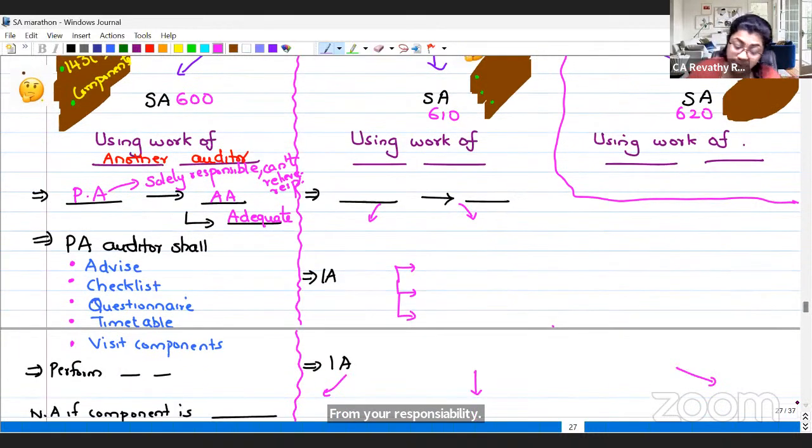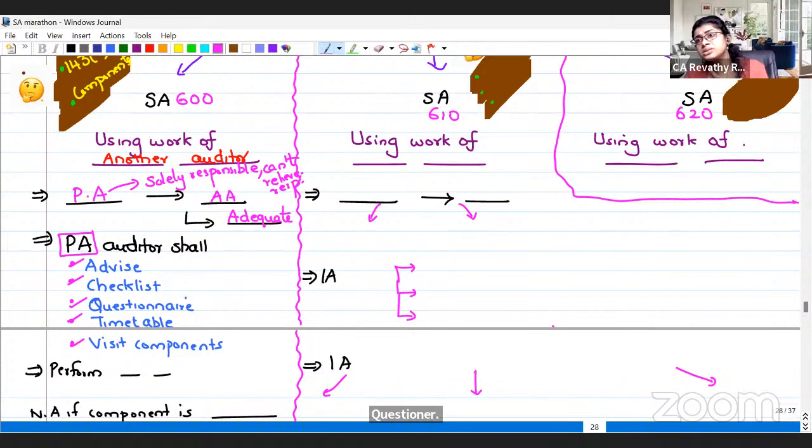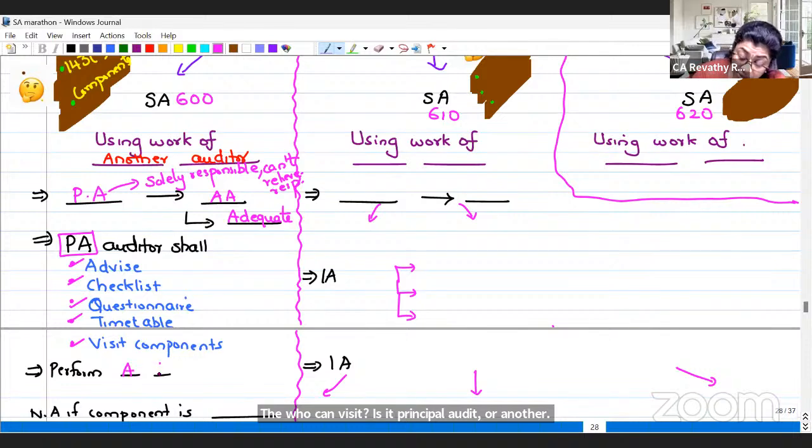So this principal auditor will give advice. Another auditor, the branch auditor, does like this: he can give a checklist, questionnaire, timetable. He can also visit the component. But who can visit, the principal auditor or another auditor? Principal auditor. Plus, the principal auditor will perform audit procedures on the work.